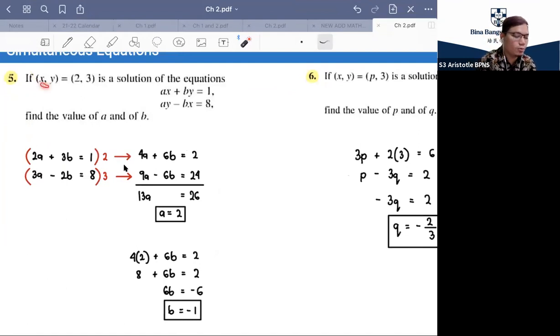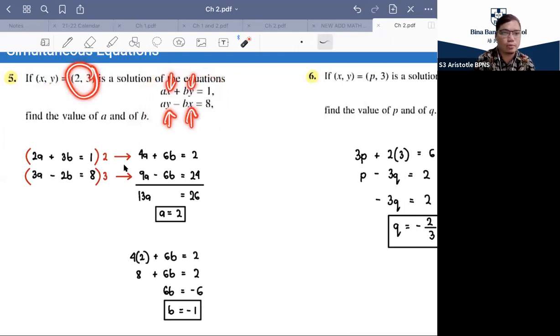If (x, y) is equal to (2, 3) is a solution of the equations ax plus by equals 1 and ay minus bx equals 8, find the value of a and of b. Okay, so basically, class, x is equal to 2, y is equal to 3 for this question. Now, it says that these two numbers are a solution for the simultaneous equations. So that means that all the x and y values here are equal to 2 and 3. That's what it means. Okay?